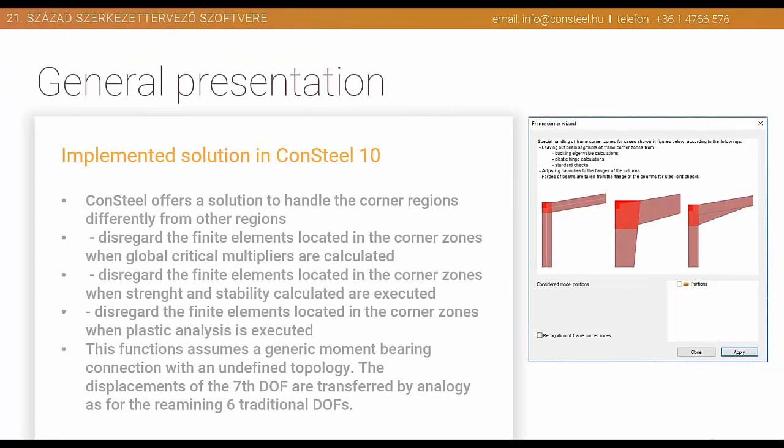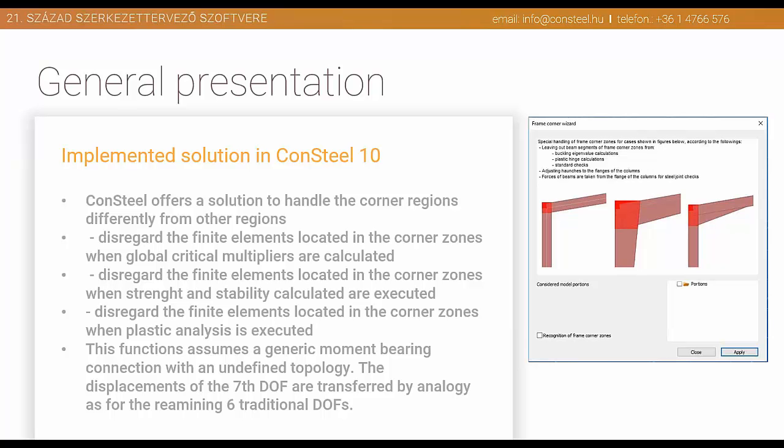In ConSteel 10, we already implemented a tool called Corner Wizard, which allows parts of the structure to be handled differently. Differently means that the user has the chance to separate parts which he believes are not acting as beam elements because they are within a corner region. Within a corner region, those bar type of displacements and, as a consequence, those bar type of internal forces are most probably not valid anymore.